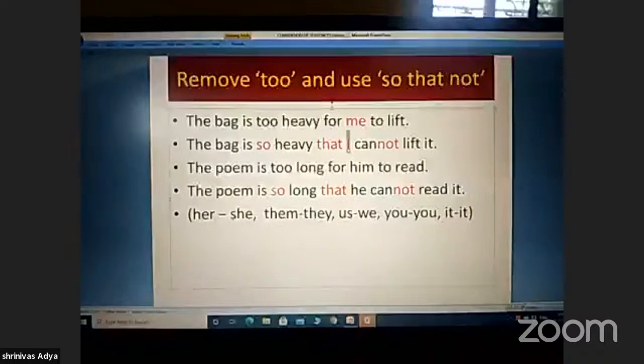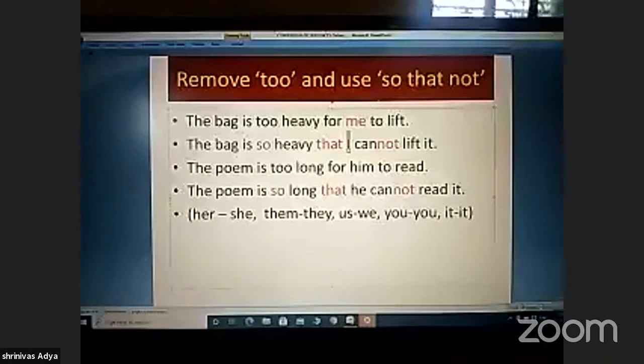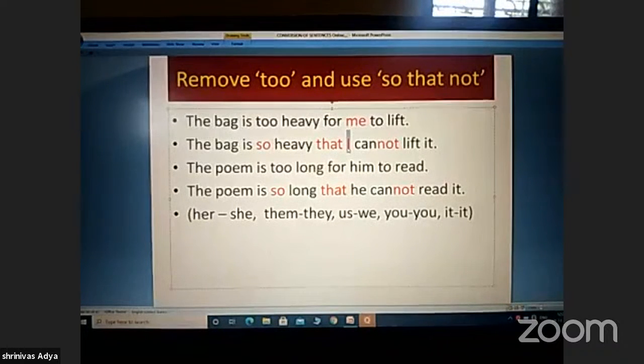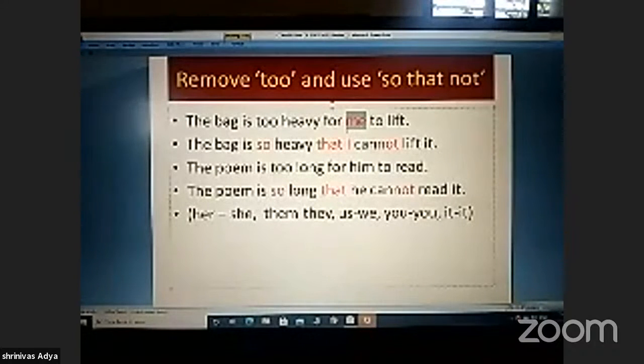Rest everything you know. Where to use so and where to split and write that not is known to you. The only new thing is how these pronouns change. In a sentence that has TOO2 and TO2, you will have me. Then when you rewrite that sentence using so that not, this me will change to I. See, this is what you should know. Me will change to I. Rest everything is the same.